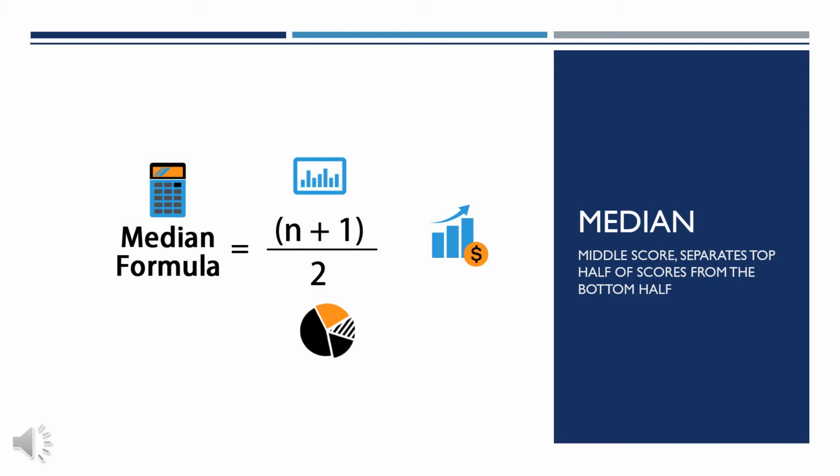The median is the middle value of a given set of data when the values in the data set are organized from smallest to largest. It separates the top half of the scores from the bottom half. Computing the median requires sorting the data, which isn't practical to do by hand if we're working with a large data set. However, it is easy to calculate in Excel or other statistical programs such as SPSS or JASP. In the example we're going to do together, we're going to use a small set of data. That way we can use the formula on the screen, n plus 1 divided by 2.